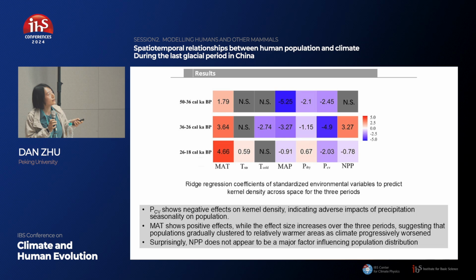So the precipitation seasonality consistently shows a negative effect on the kernel density, indicating an adverse impact of seasonality on population. For the MAT, it shows a positive effect, but the effect size increases over the 3 periods. It suggests that the populations gradually clustered to relatively warmer areas as the climate progressively worsened towards the LGM, so that the temperature has become a more determinant factor for the spatial pattern of the populations. Surprisingly, the NPP does not appear to be a major factor influencing the population distribution.